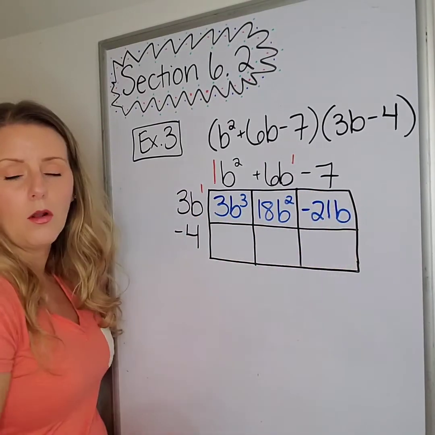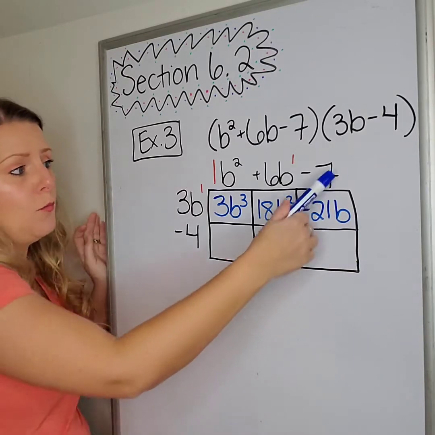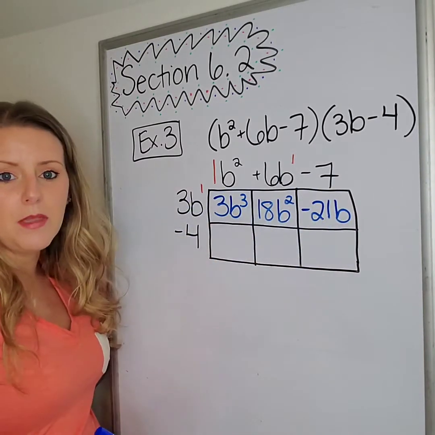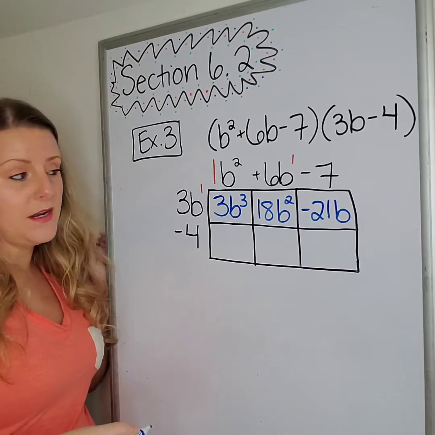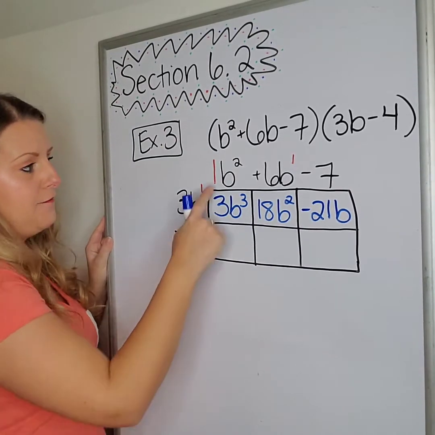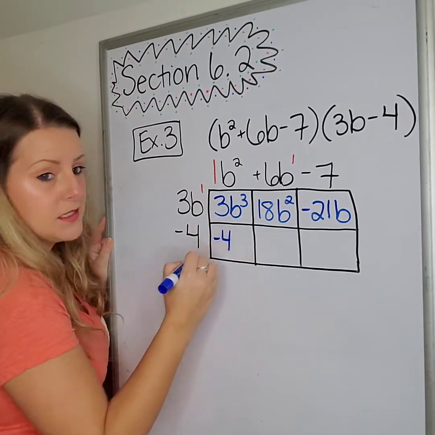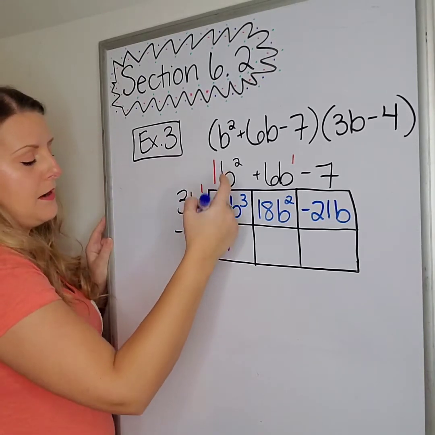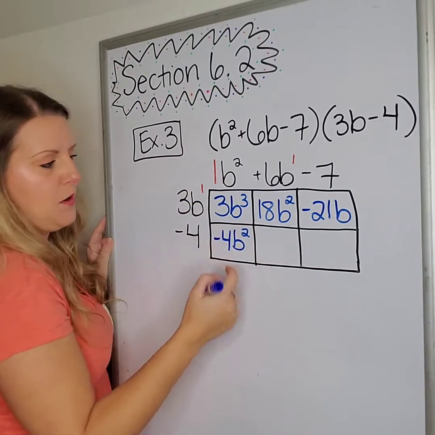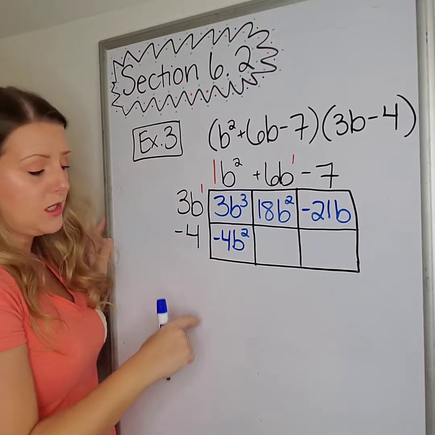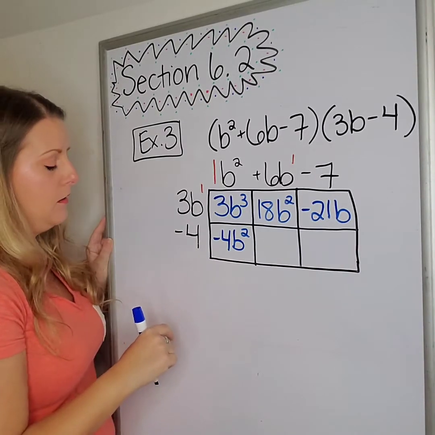You don't need the little 1 anymore at this point. There's no b over here, so you just keep the b. Now you're filling in the next row with this number. Negative 4 times 1 is negative 4. And then b squared just stays b squared. Just drop it straight down. Don't change it because there's no b to add to it over here.